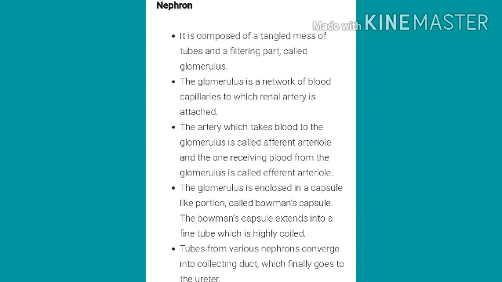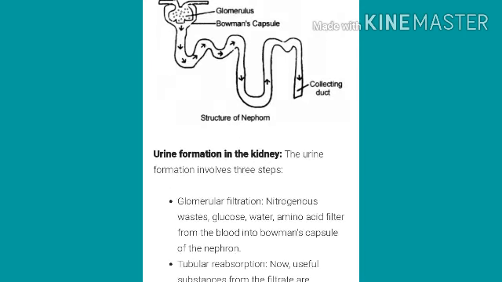The glomerulus is enclosed in a capsule-like portion called the Bowman's capsule. The Bowman's capsule extends into a fine tube which is highly coiled. Tubes from the various nephrons converge into the collecting duct, which finally goes to the ureter.